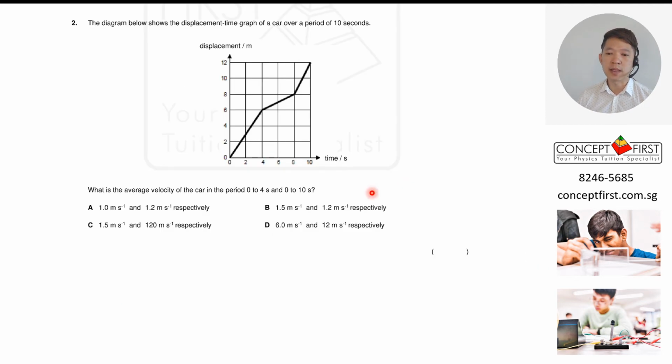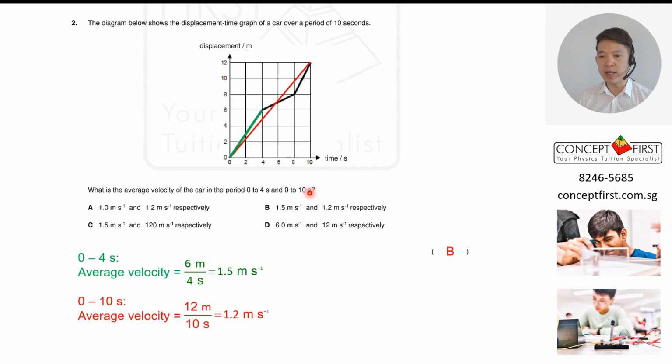2. Calculate the average velocity. So it's the gradient of the line that joins the 2 points, 0 to 4 seconds, 0 to 10. Now I've marked them out. 0 to 4, this green line. 0 to 10, this red line. So we're finding the gradient of the green line and red line respectively right here.